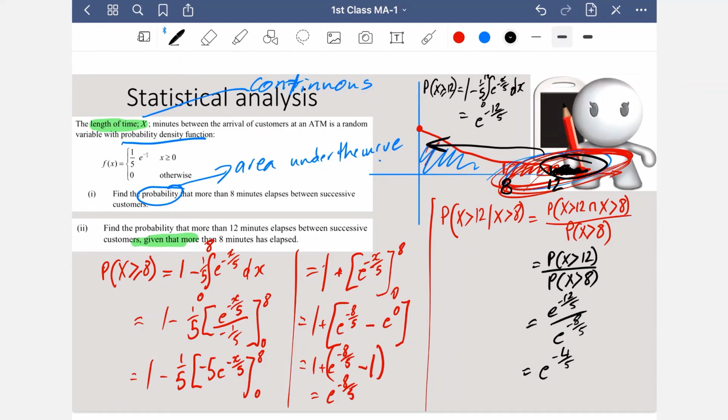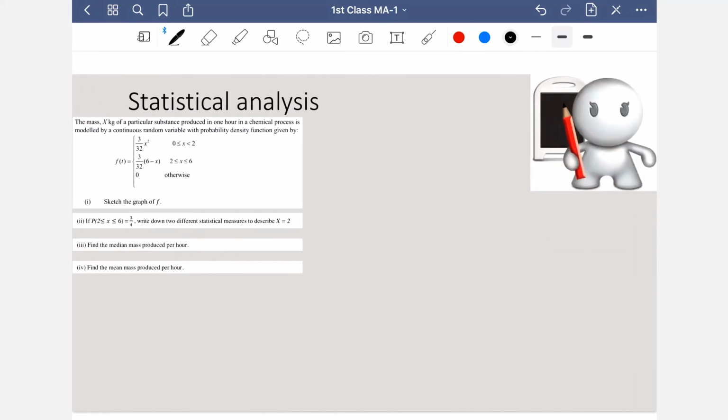Okay, great answer, or 0.4493. Okay, so a really nice question, which brings in some Year 11 content as well as the current Year 12 content.